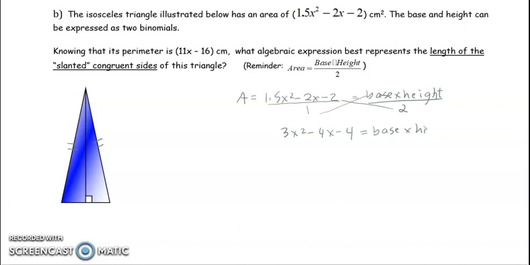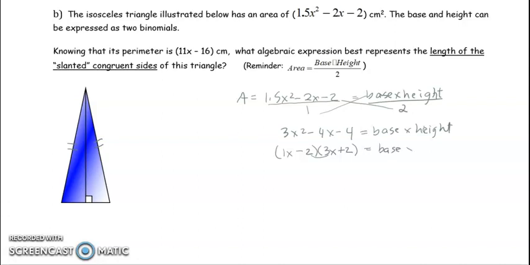And this trinomial does factor. It's a complex trinomial. You can figure that out for yourself, but it's 1x and 3x, and the values are going to be 2 and 2. The larger of the pairs is going to be the 6x, which is negative, and the smaller one is going to be the 2x, which is positive. And that's going to be base times height.